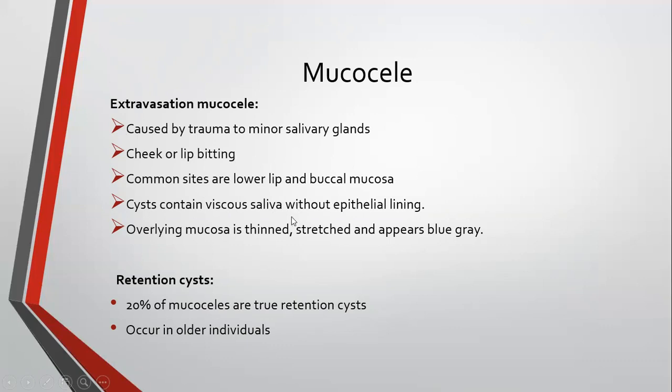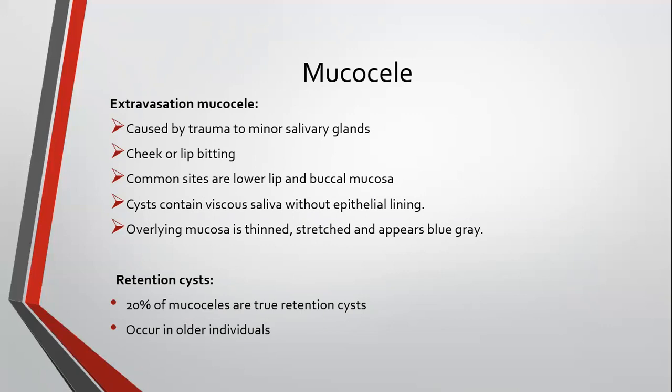Cysts contain viscous saliva without epithelial lining. Do remember this as well, because extravasation mucoceles are pseudocysts without the epithelial lining. And then there is the overlying mucosa. However, the overlying mucosa is basically thin, stretched, and appears blue gray. So the mucosa which is traumatized in the case of mucocele will be thin, it will stretch and appear blue gray. So do remember this clinical sign as well.